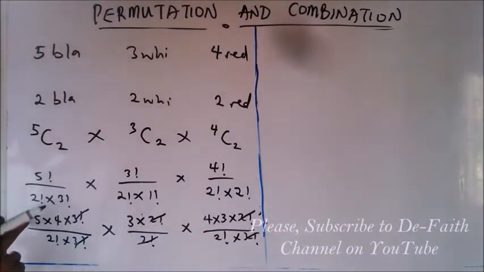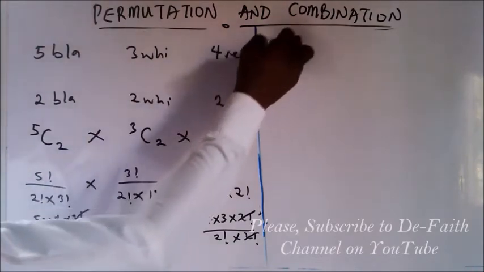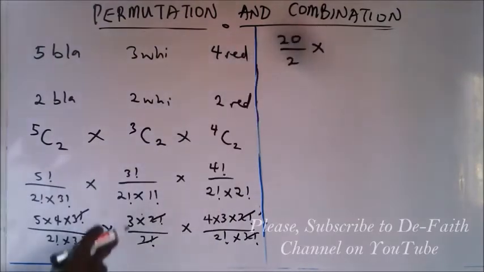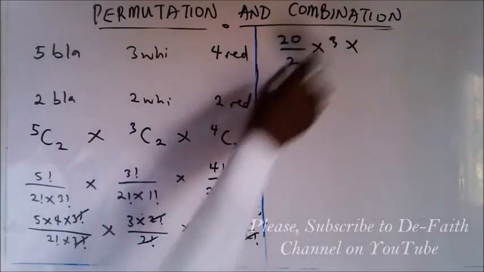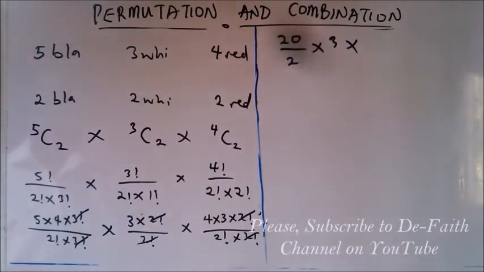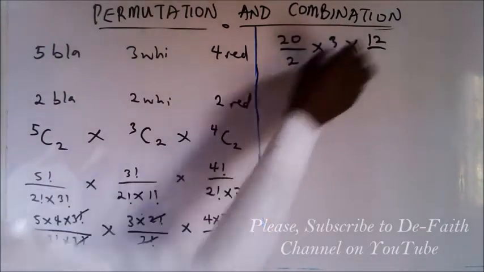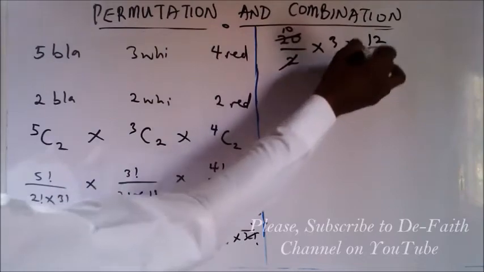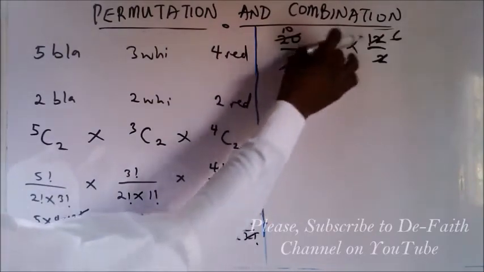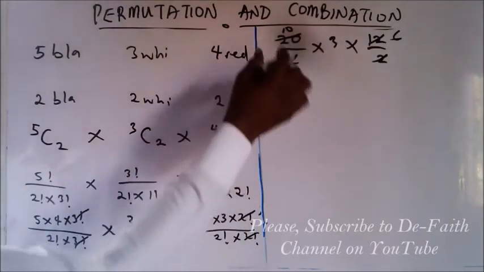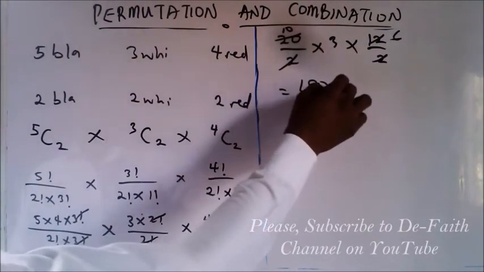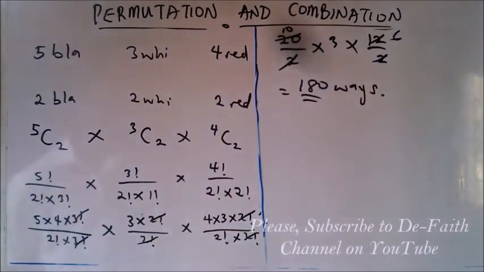And so we are left with 5 times 4, that's 20, and then 2 factorial is 2, multiplied by 3, multiplied by 4 times 3, that gives 12. So we have 12 over 2 factorial, which is 2. So 2 into 20, we have 10, 2 into 12, we have 6. And so 3 times 6 is 18, and 18 times 10 gives 180. And so we have the answer as 180 ways.